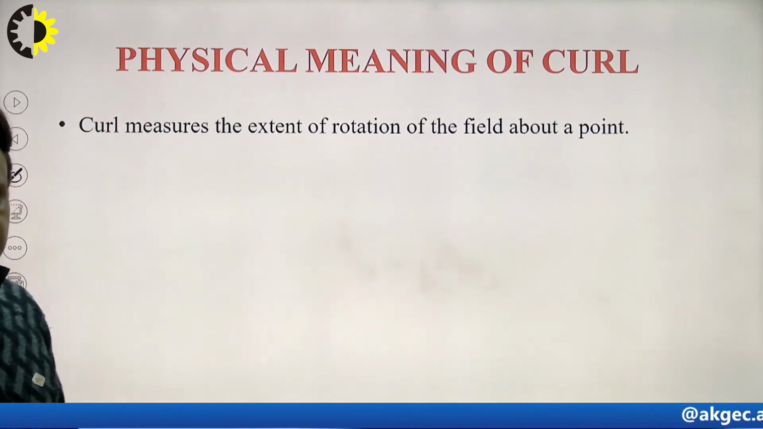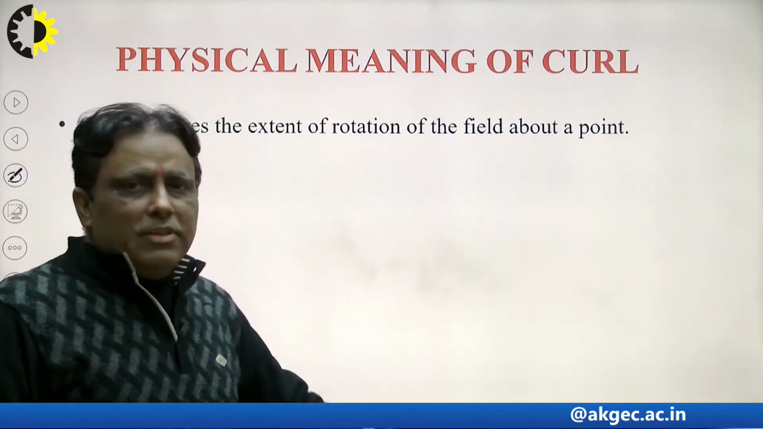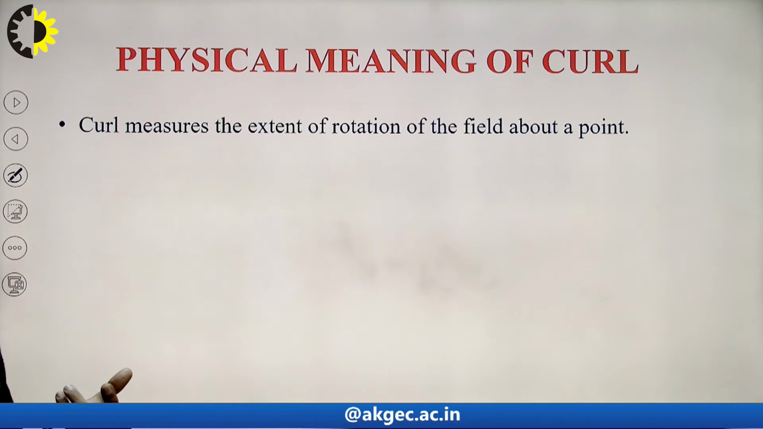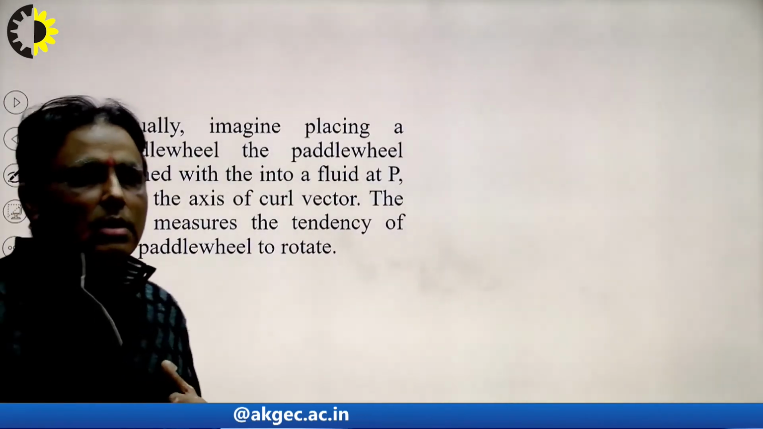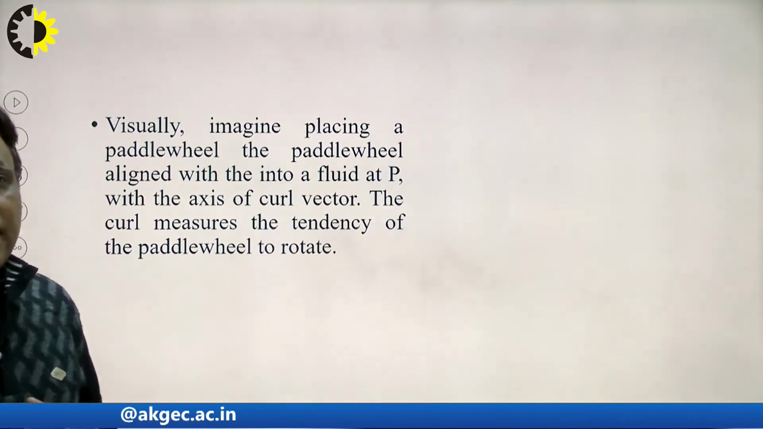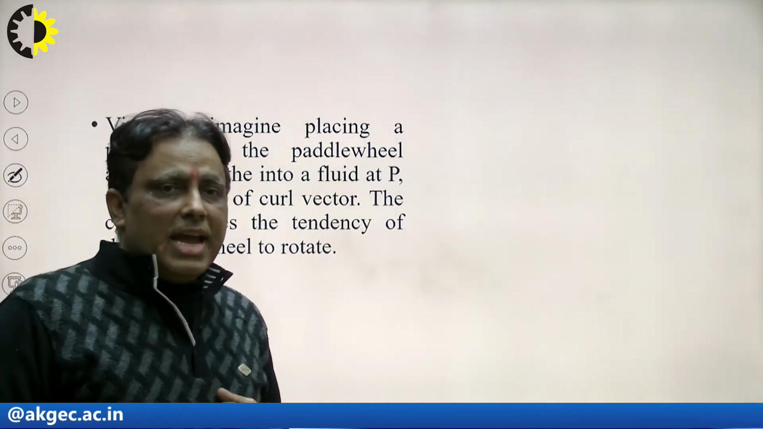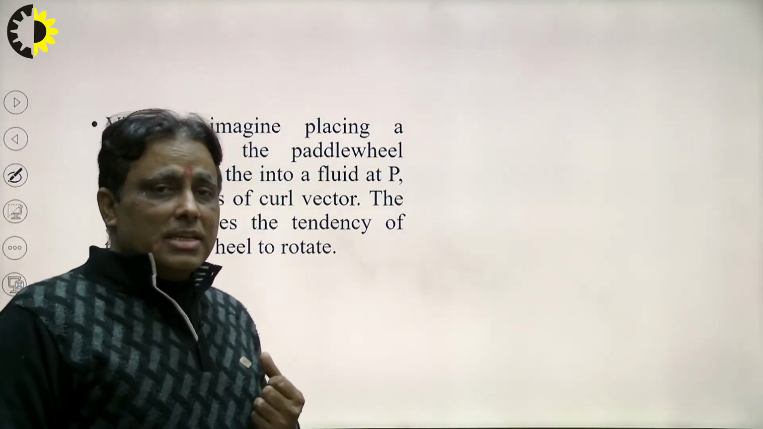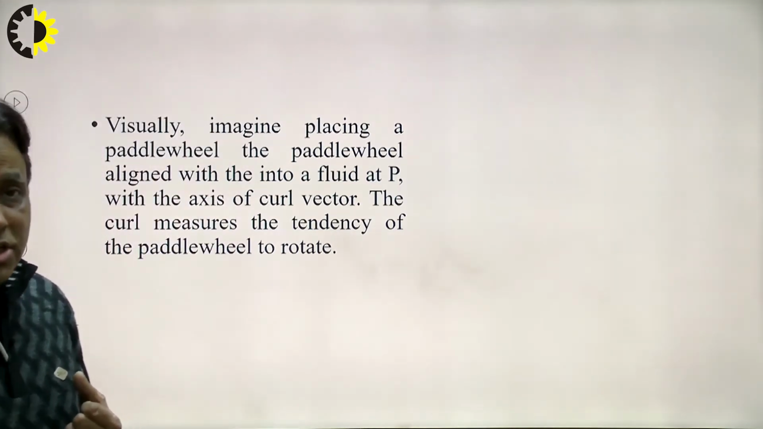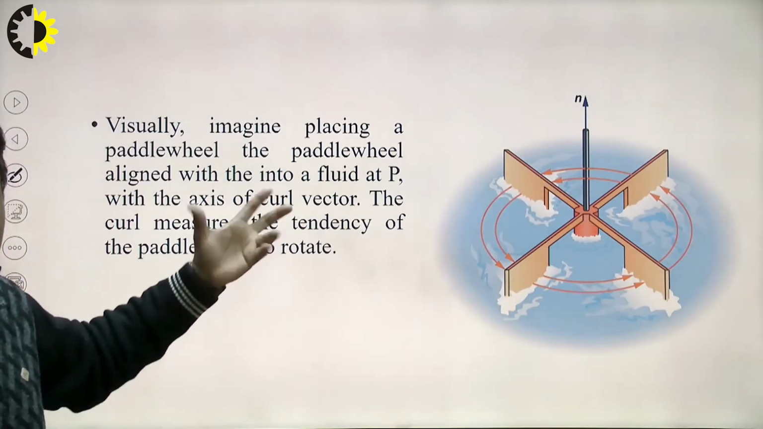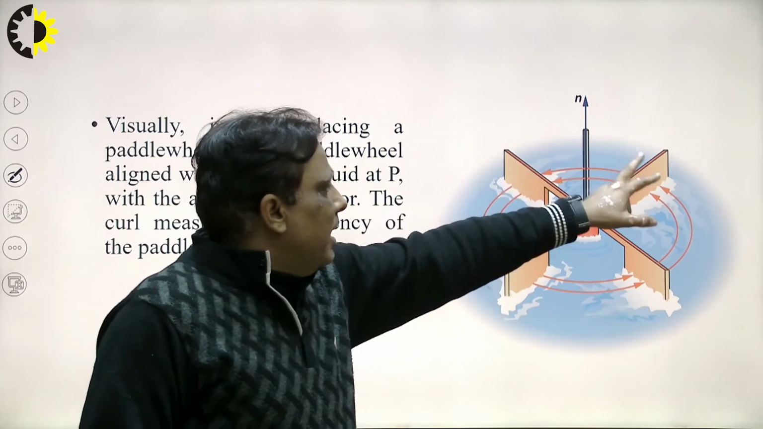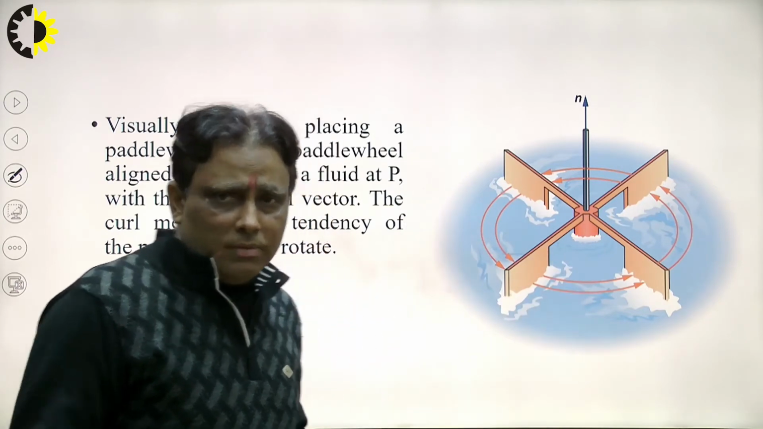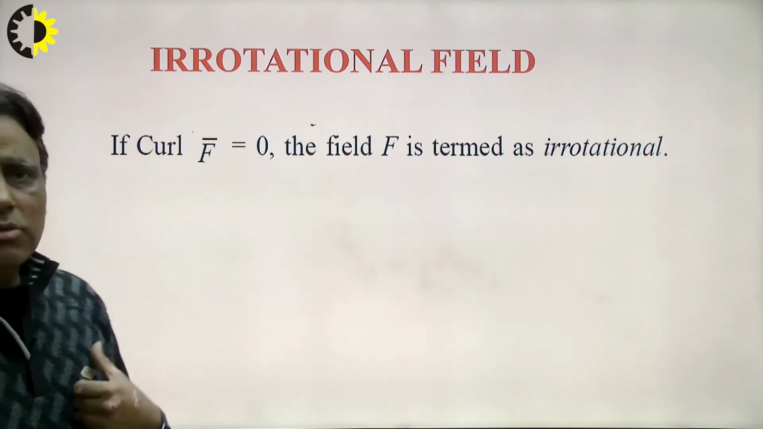Physical meaning of the curl. Curl means the extent of the rotation of the field about a point. That is the meaning of curl. Visually, imagine placing a paddle wheel into the fluid at P, aligned with the axis of the curl vector. The curl measures the tendency of the paddle wheel to rotate. I show this by the graph. This is the paddle wheel and this is the n cap, right? And this rotates about in the fluid. The fluid is mixed up and moves around it. So in this way we can find out the motion.